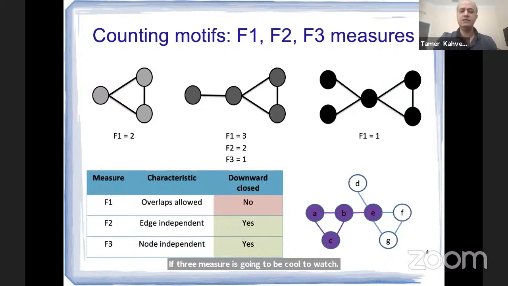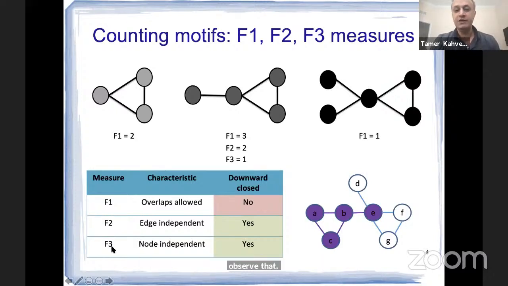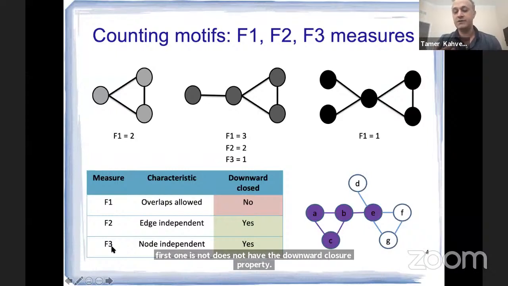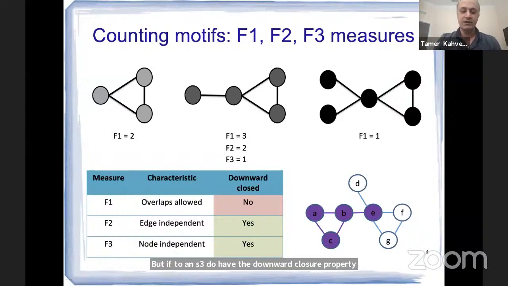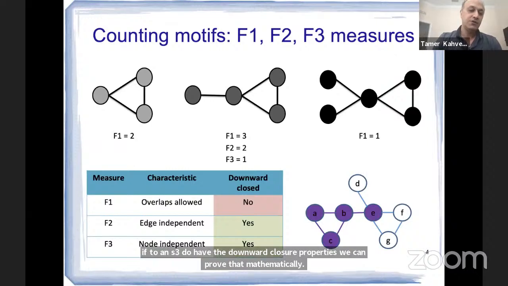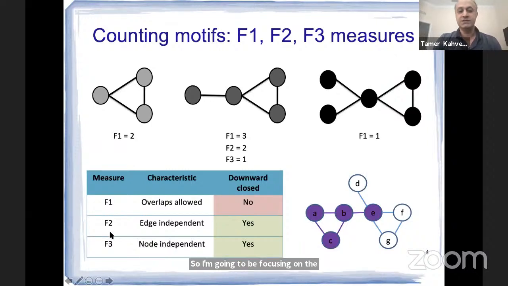So when we put all these 3 measures together, we observe that the first one does not have the downward closure property, but F2 and F3 do have the downward closure properties. We can prove that mathematically. So I'm going to be focusing on the F2 and F3 measures in the rest of my talk. And particularly, I'm going to be focusing on the second one because there's algorithmically a very, very tiny difference between the F2 and F3 measures.